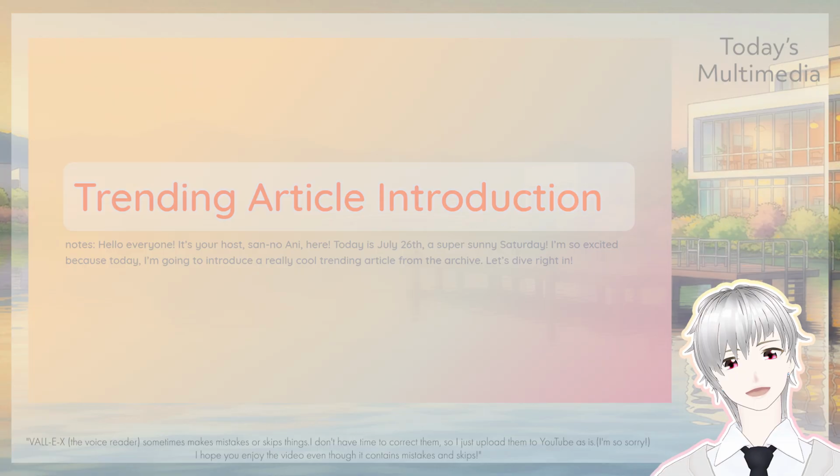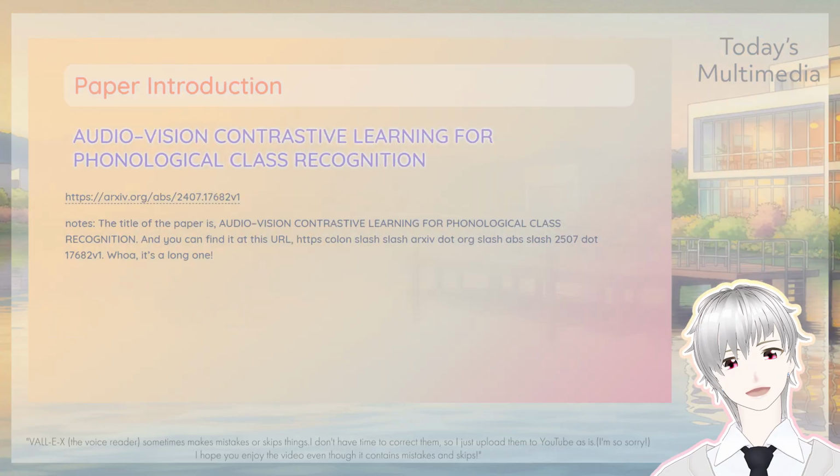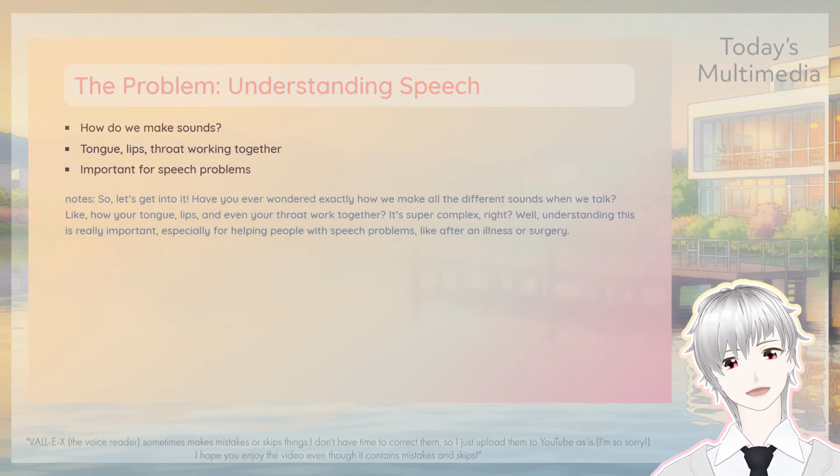I'm so excited because today, I'm going to introduce a really cool training article from an archive. Let's dive right in. The title of the paper is Audio Vision Contrastive Learning for Phonological Class Recognition, and you can find it at this URL: arxiv.org/abs/2507.17682. Well, it's a long one. So, let's get into it.